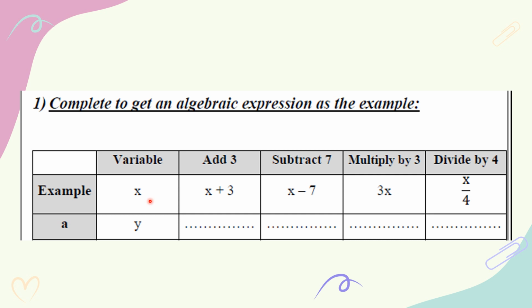And now, if we have the variable y, like here, so y, let's add 3, it will be y plus 3. Now, let's subtract 7, so it will be y minus 7. Now, multiply by 3, so it will be y times 3, or 3y. And now divide by 4, so it will be y divided by 4, or y over 4.